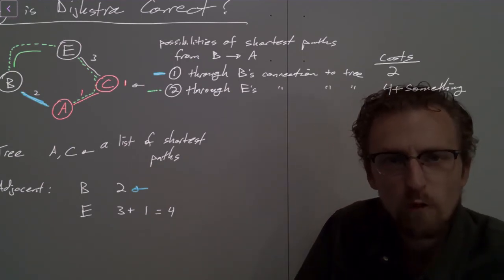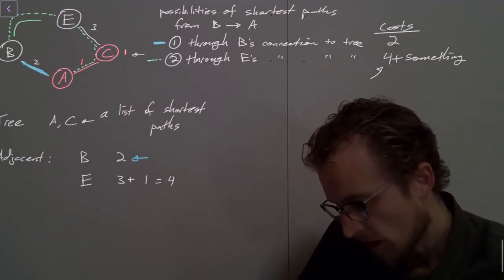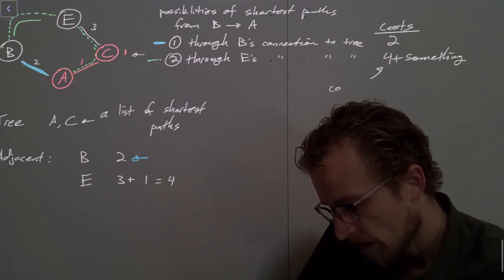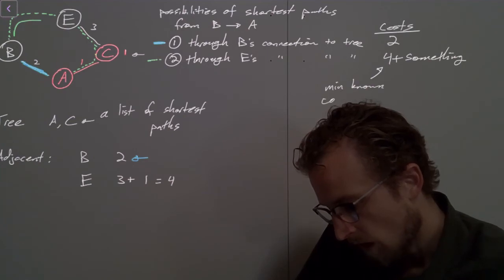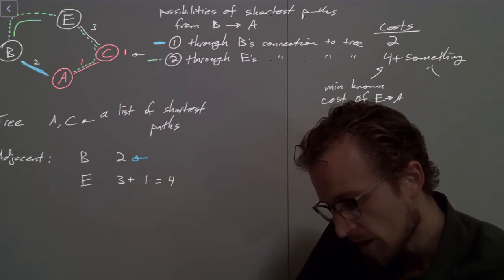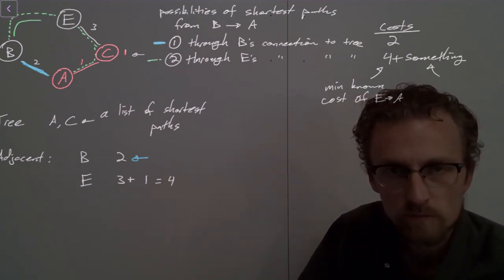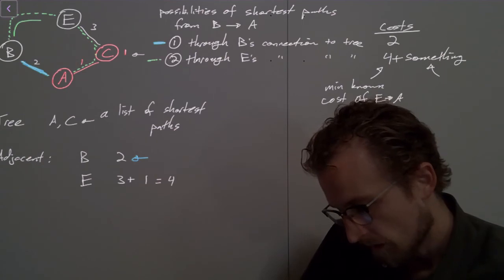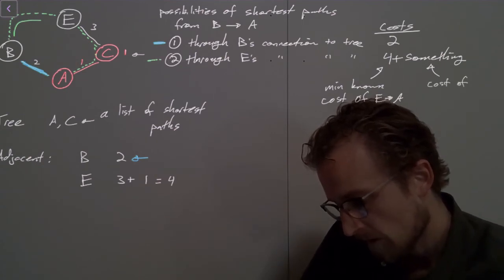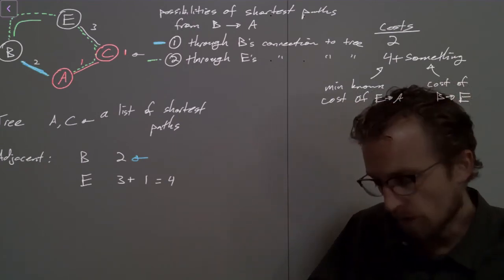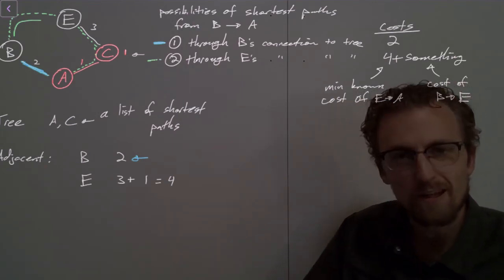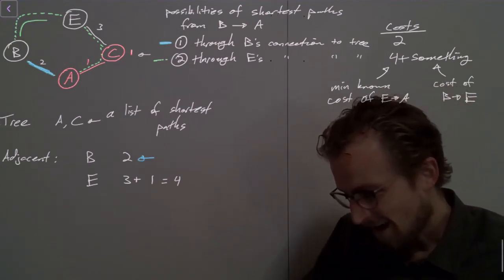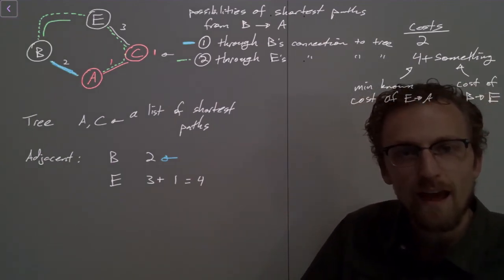And what is this 4 plus something? Well, the 4 is just the minimum known cost of E to A, plus the cost of B to E, not going through the tree. So this is the cost of B to E. And so which cost is lower? Well, the cost where B connects directly to the tree. And so that's why B is the right thing to add.